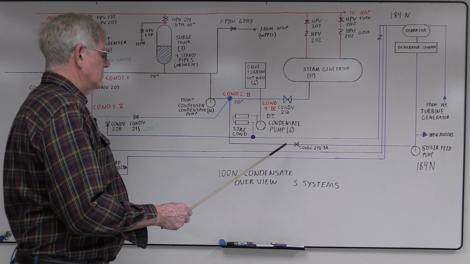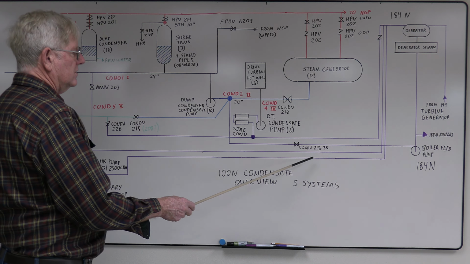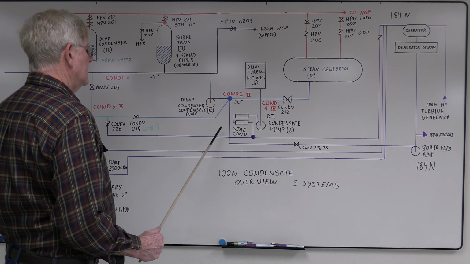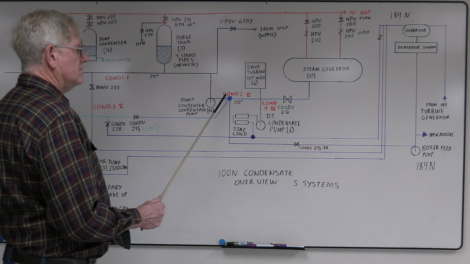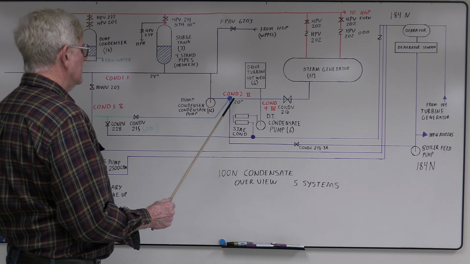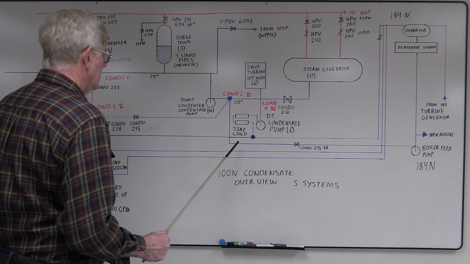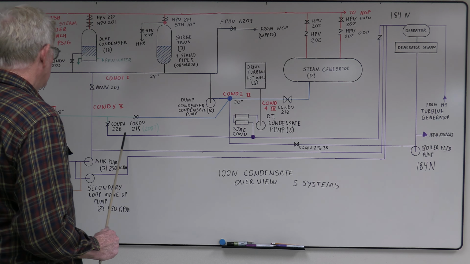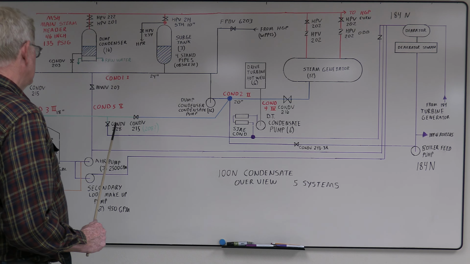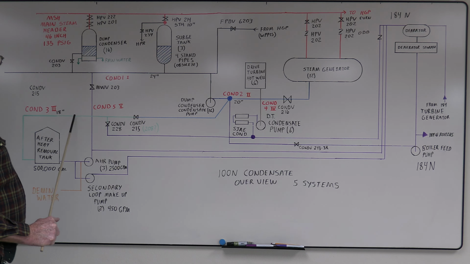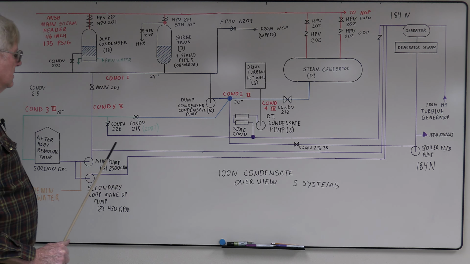From here, it'd feed the 184 boilers, and also the steam turbine generator return came back to the deaerator. Your boiler feed pumps send the water back to Condensate 243.3R, and this would go back to the Condensate 2 header. It's a 20-inch line here. If you had a high level in the deaerator, you would dump back through the 228 valve, Condensate 228, to Condensate 3, back to the after heat removal tank.